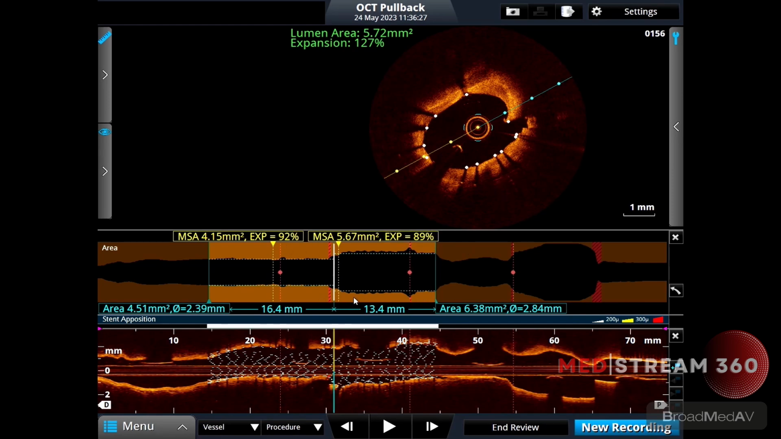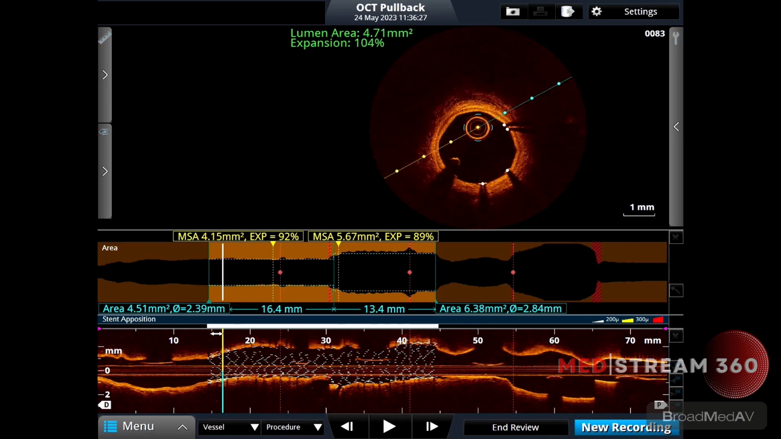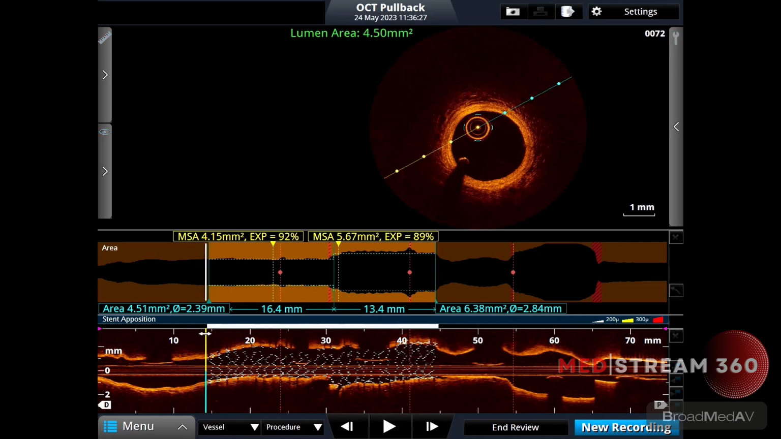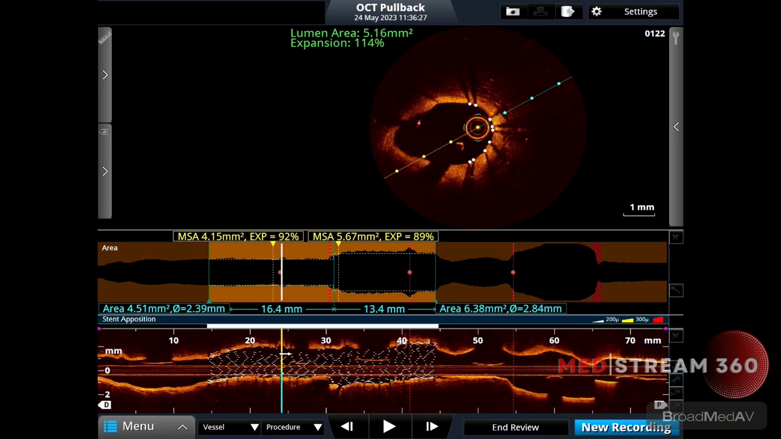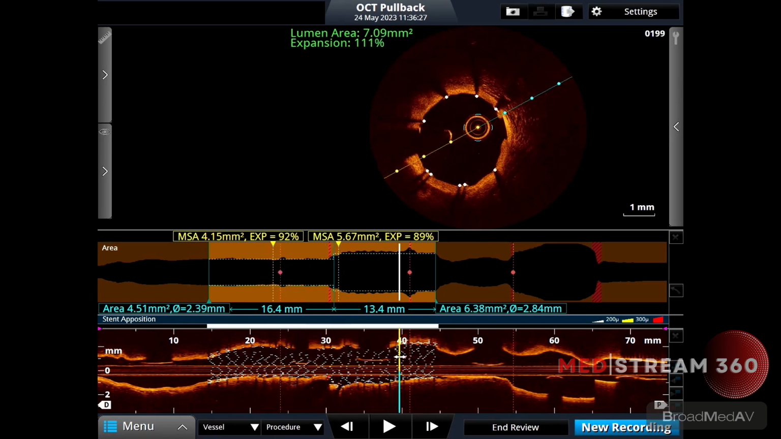The next part is I'm going to check both edges. This is the distal edge. As I'm moving away from the stent, it's clear, no edge dissection, at least for 3 to 5 millimeter. And it's a well opposed stent. Expansion we have already covered.